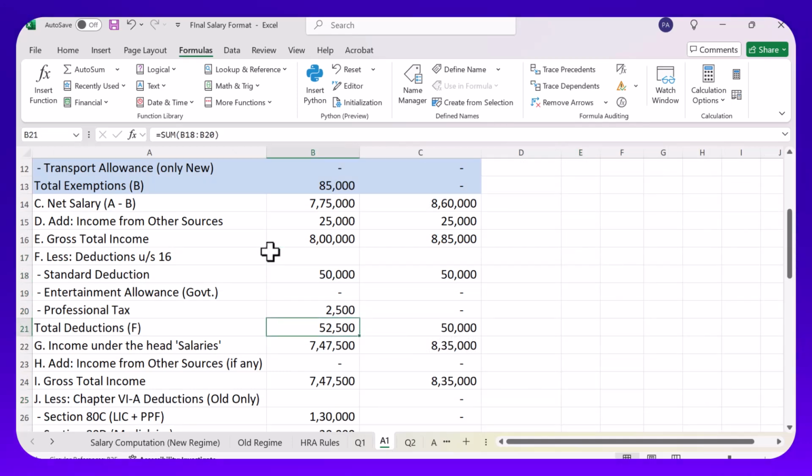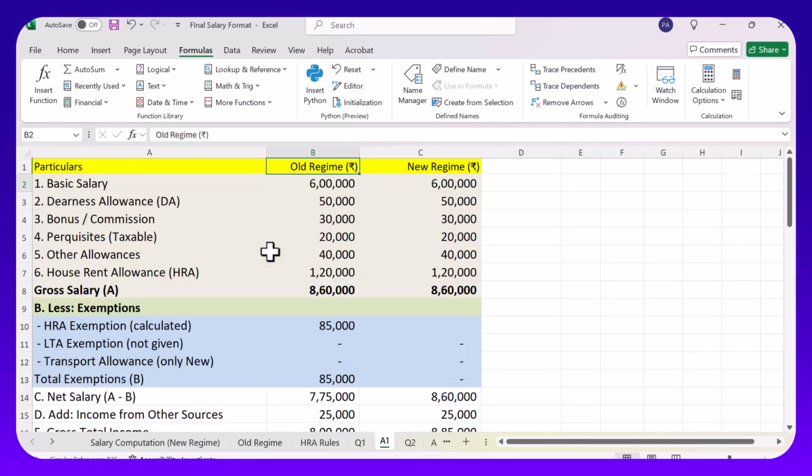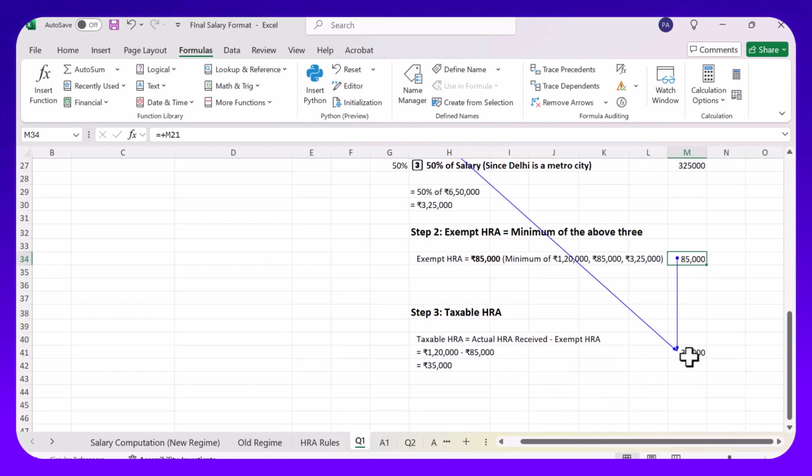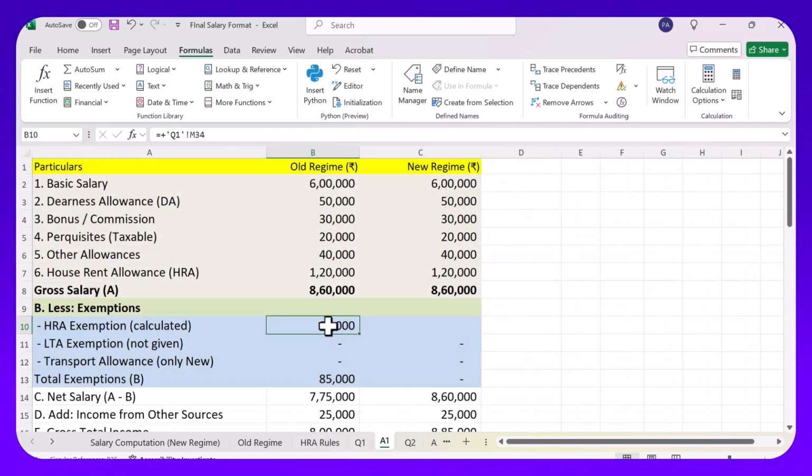So now we go back to the question and put this amount here. Okay, so here we are going to put all the amounts first. Fine. And then we are going to put the exemption here, 85,000, which is coming from cell Q1 M34. I have just given a cell reference here, so the 85,000 is coming from there. I have put the number from here. Okay, so he's getting how much? 1,20,000, of which 85,000 is exempt. So that means the balance will become taxable. This is the exemption he's getting.